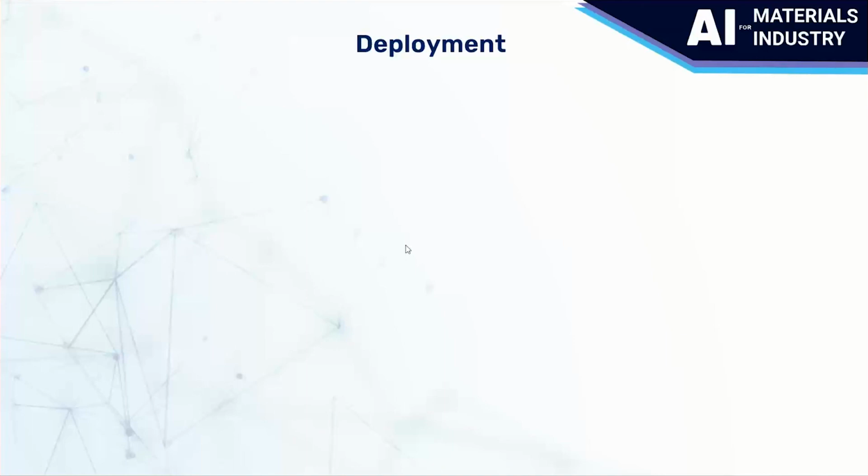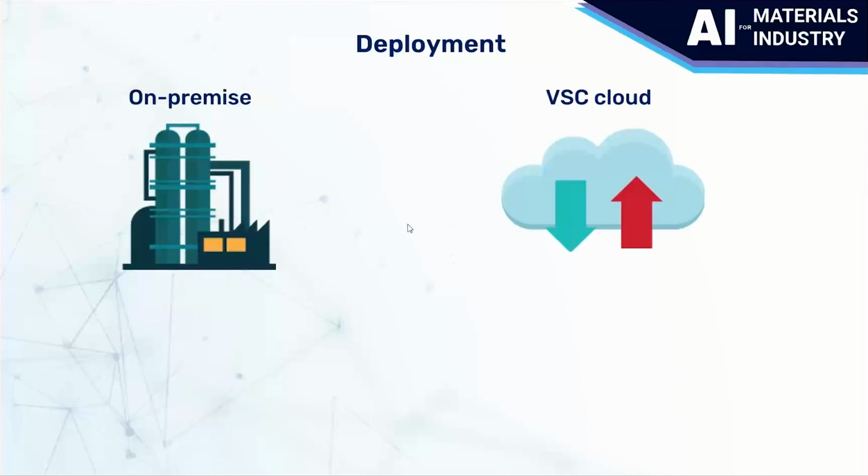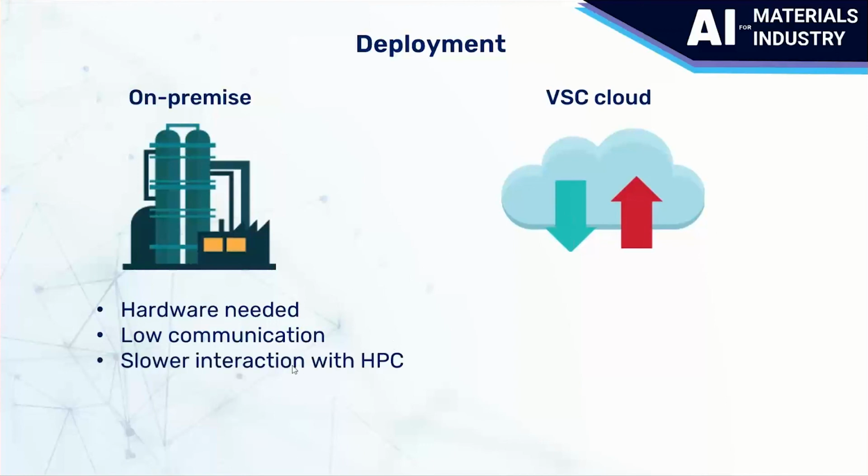Let me now quickly talk about deployment. Once we have these machine learning models, we of course want to use them in production. And then you're going to have to choose between running it on-premise in your factory or in the cloud. On-premise has the disadvantage that you need to add hardware and maintain it, but it's very close to the data source, so you have low communication, especially if you have intense camera feeds that need to be processed live. It's going to be difficult to send that to the cloud very quickly. But you will be able to interact much slower with the HPC, for instance, meaning active learning would be much more difficult, and general R&D.